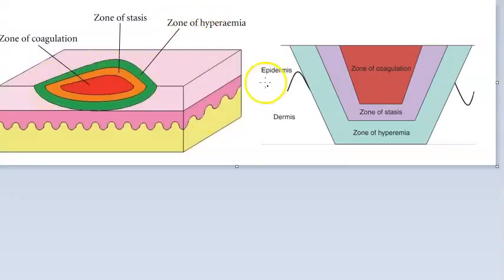Guys, in a burn, in the middle, whatever you have in the red, whatever they've shown here, that is the zone of coagulation. Around it, you have the zone of stasis, and then around it, you have the zone of hyperemia. Okay. Just remember this much. In the middle, you have coagulation. That's what coagulative necrosis you have, right? Coagulation is there in the center. Then around it, you have the zone of stasis, and then here you have the zone of hyperemia around it.